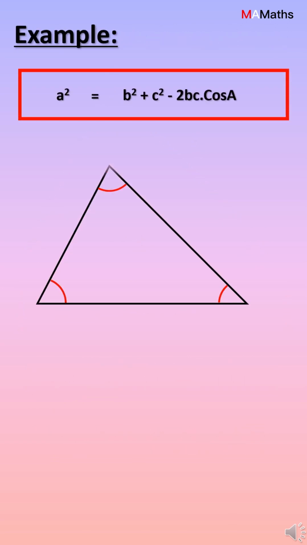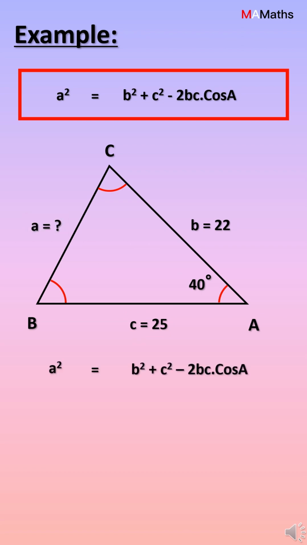Here's an example of that application. Here's our non-right triangle. Angle A, 40 degrees. Side B, 22. Side C, 25. So we have two sides and the angle between them. Now we can find the side opposite angle A. A squared is equal to B squared plus C squared minus 2BC cosine A. That means A squared is equal to, B is 22, C is 25, so 22 squared plus 25 squared minus 2 times 22 times 25 cosine 40 degrees.